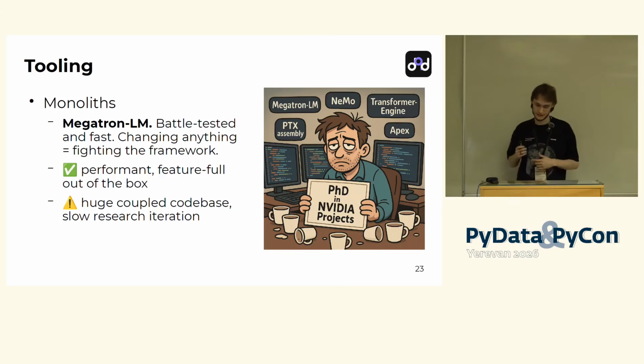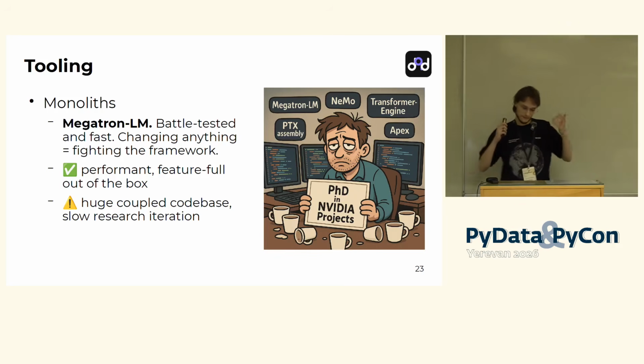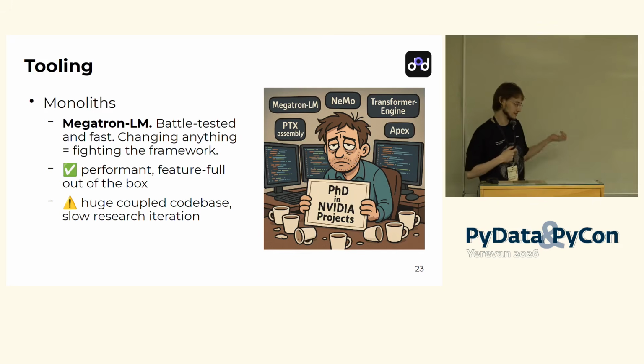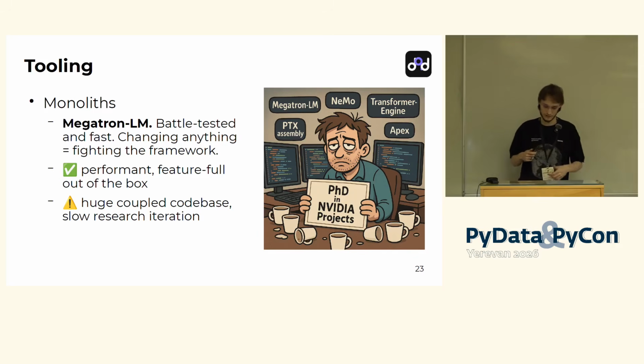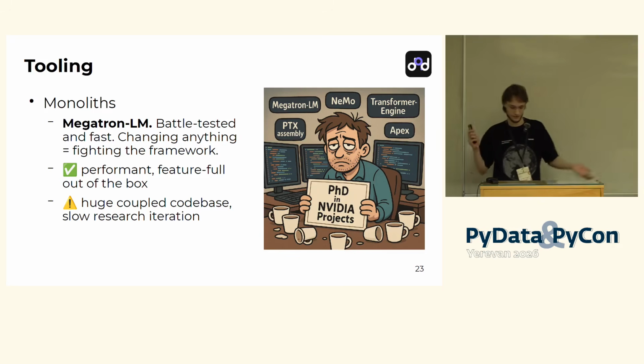About monoliths, there is a great example called Megatron LM. It's battle tested and it's really fast. And the NVIDIA team did a really good job here. So if you want to train some model using some regime that's supported by Megatron out of the box, it will work. It will work fine. It will work fast. It will train a model for you.